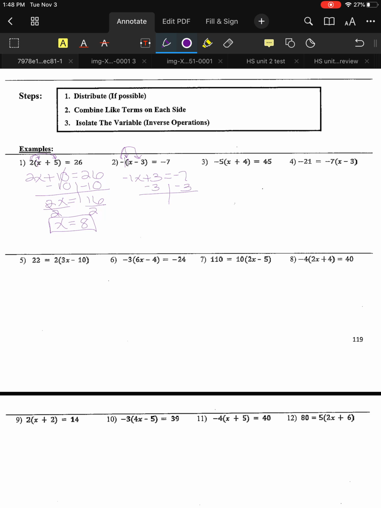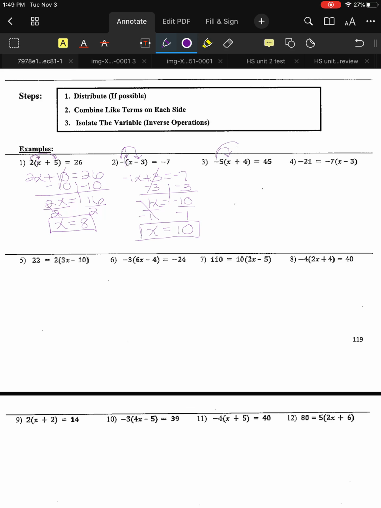The opposite of adding 3 is to subtract 3 in order to get it over to my minus 7 on the other side. Negative 1x equals negative 7 minus 3. Signs are the same. 7, 8, 9, 10. I add and keep, or just use that calculator. The opposite of multiplying by a negative 1 is to divide by a negative 1, and I get x is equal to a positive 10. Negative divided by a negative is a positive.